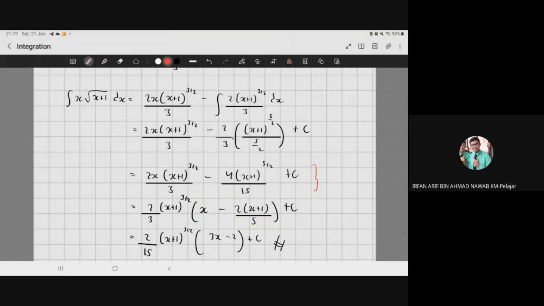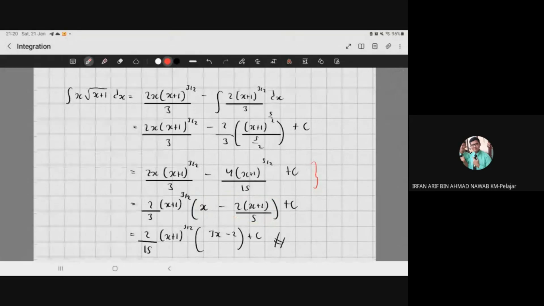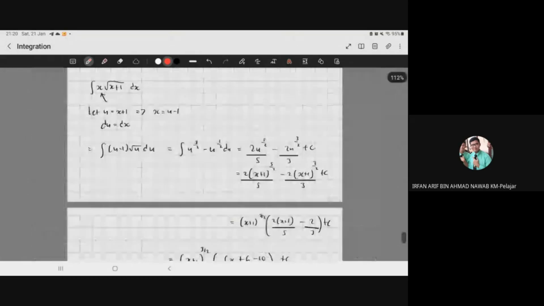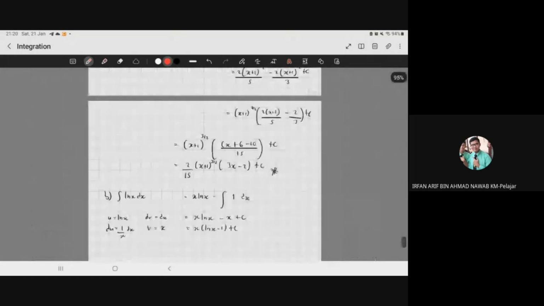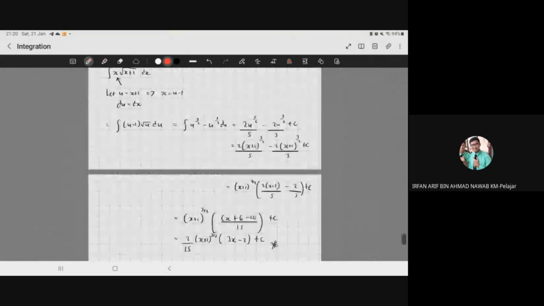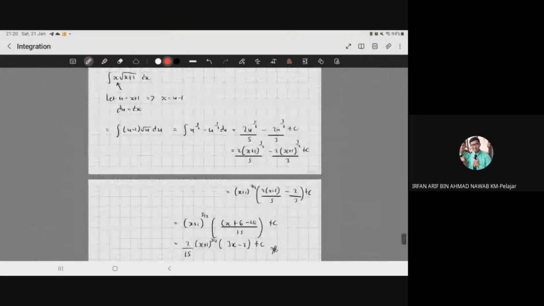I just simplify the expression. So how about the u substitution method? Will I get the same output? The answer is yes. Oh, sorry. Okay, I just simplify it, right? Hopefully you guys can see it, lah. But yeah, as usual, I found the common term, which is (x plus 1) to the power of 3 over 2. And then I simplify the term in the brackets there. And there you go, I factorize 2 over 15.